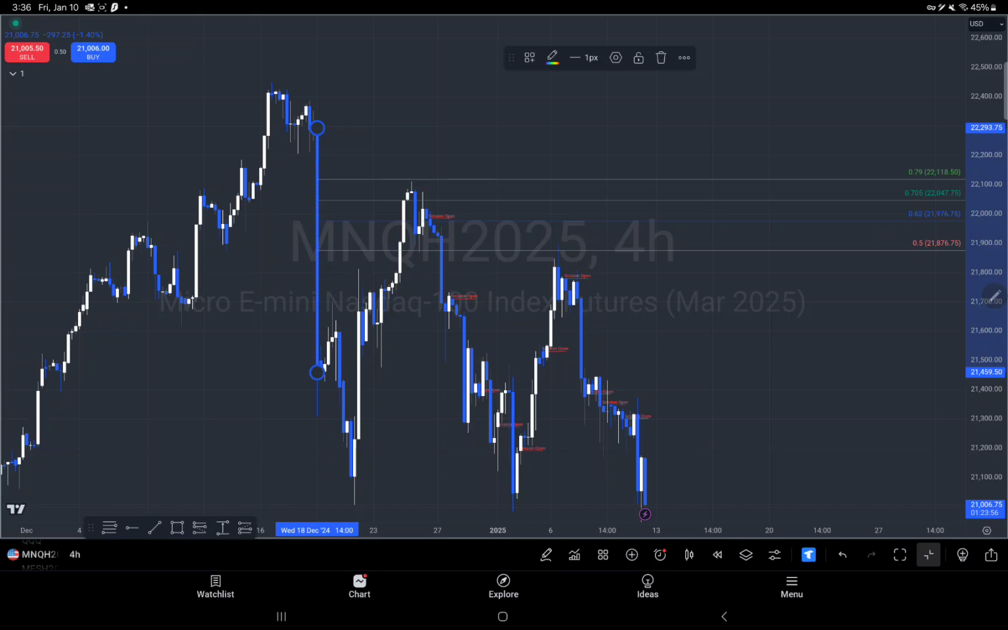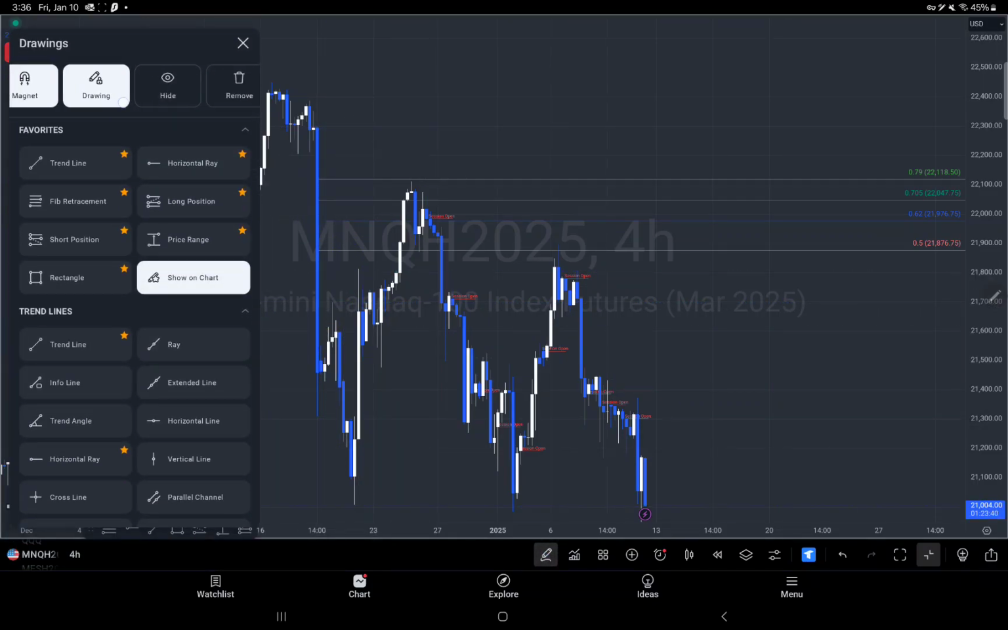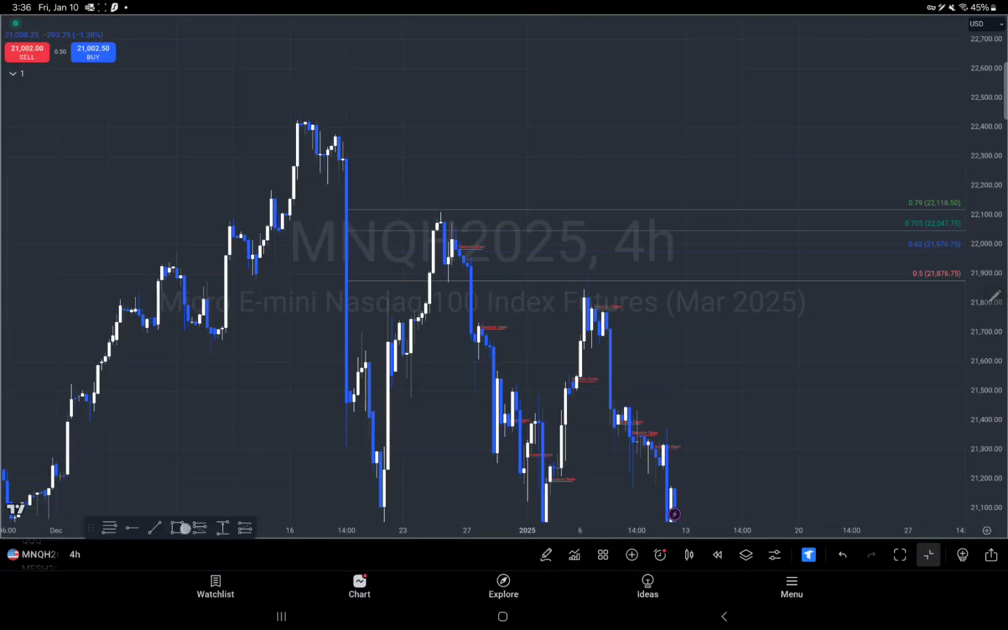Some people might say, you know what? I'll take a 50% retracement. But my thing is, usually and most times, the retracement is in this range here. Let me take off that little snap. So the retracement is usually in this range here, the 62 to 69%.